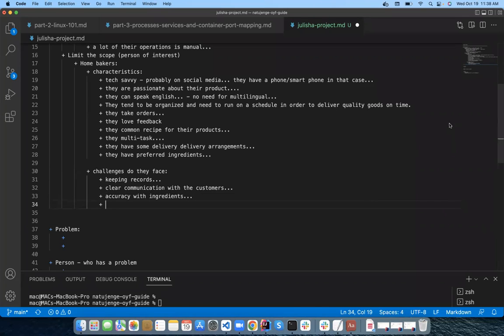What else? Any other challenge? Keeping track of their recipes. I feel like Barongo, you're a baker, or you know one. So we have products, inventory management according to Mfadhili, managing orders, broken ovens. William, thank you.